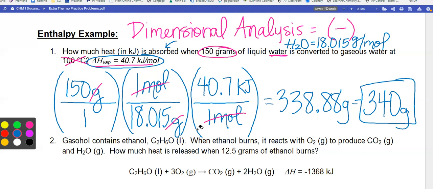No, I should label that kilojoules. What am I doing? I am delirious because I'm sick and also it's late. There we go. Sorry, kilojoules.